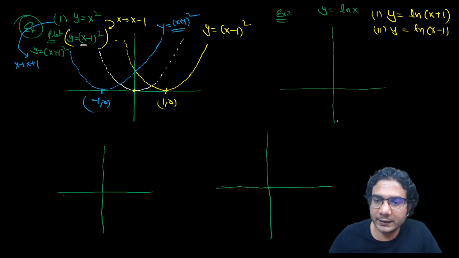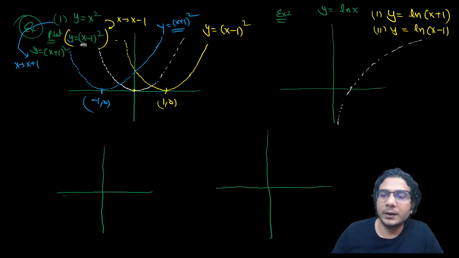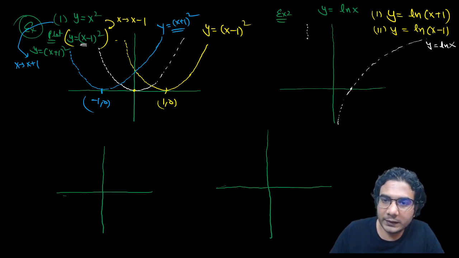First, let's plot the base graph. This is the base graph, y is equal to ln x. It touches the y-axis. Now I need to plot here two lines: x is equal to minus 1 and x is equal to 1. This graph will shift left or right by 1 unit. So you need to plot these two lines.